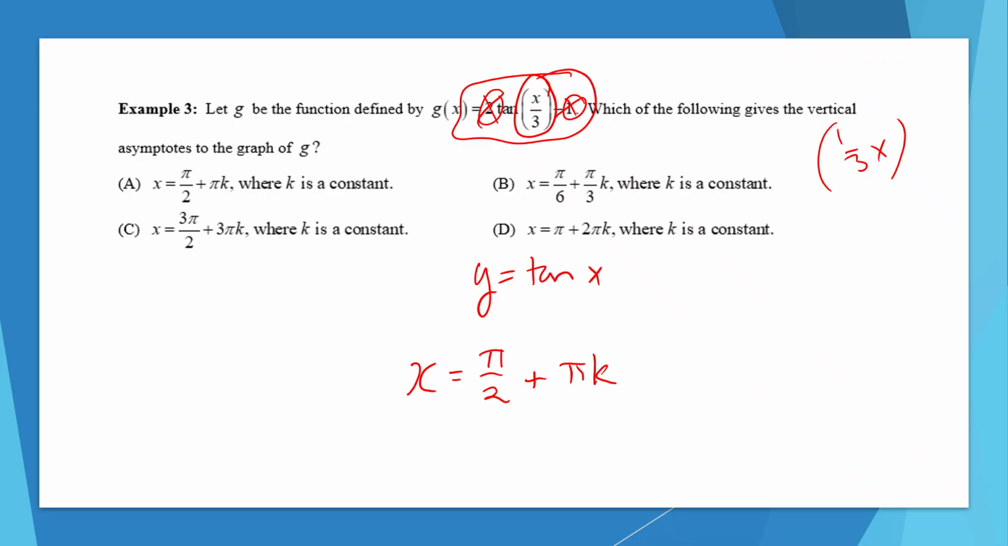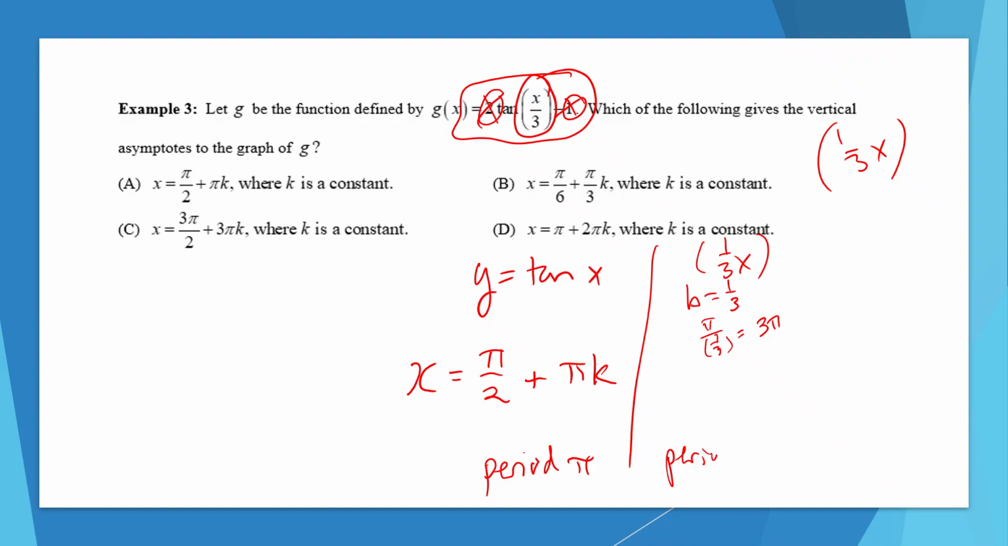Now I think of this as, what does this do to the graph? What does this do to the period? Here our period is pi, just for regular tangent. Now, when you have 1/3 x on the inside of the parentheses, your b value is 1/3, which means pi over your b value should give you your period. This means your period is now 3 pi. And so we're stretching our period out by 3. We multiplied our period by 3.